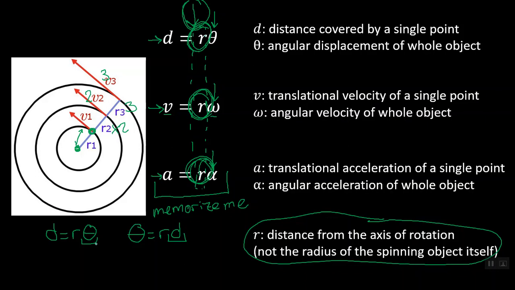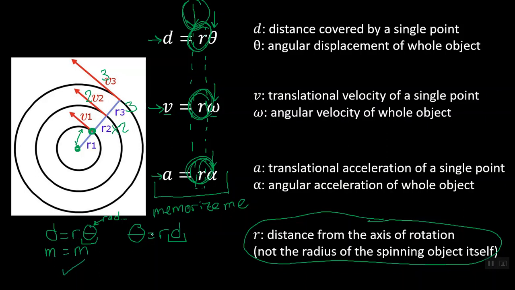I recommend you always look at units. The distance has to be in meters. Angular displacement technically doesn't have units. Radians aren't really a unit, even though in physics we treat it as a unit. So notice the meters are on the left and the right side of the equation. It's going to balance out.